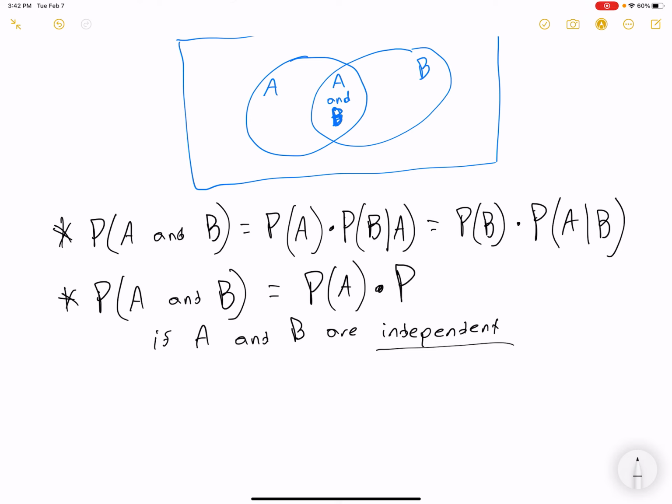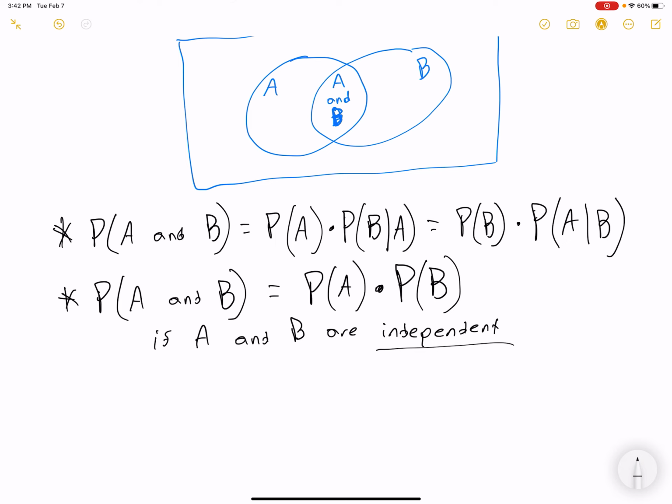If A and B are independent, then the probability of A and B is equal to the probability of A times the probability of B. We make the independence assumption in machine learning all the time, where we assume that each data point is independent of every other data point. It's a reasonable assumption in most cases.